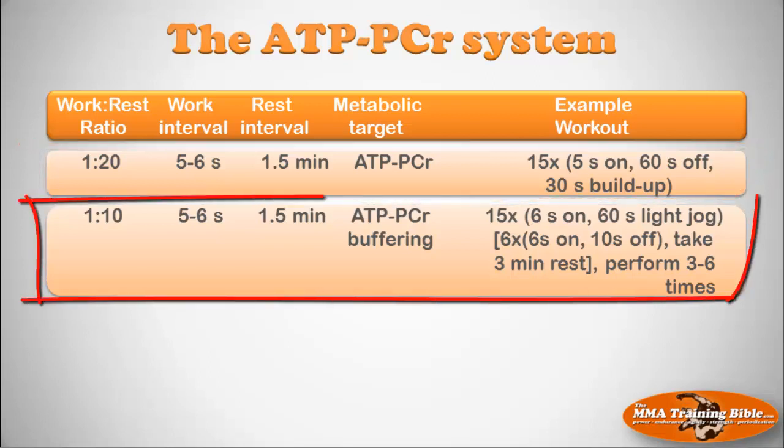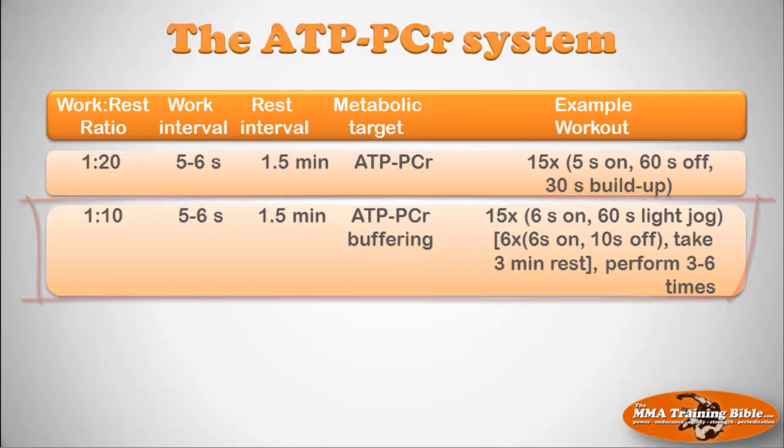Another example here, work to rest ratio of 1 to 10. Work interval length somewhere in the region of 5 to 6 seconds, and your rest interval length is going to be just around a minute and a half, maybe a little bit shorter. This is going to focus on, again, the ATP-PCR system, but also buffering of metabolites because you have less time to dissipate those metabolites. Here's an example workout, 15 times 6 seconds on, 60 seconds of light jogging, and then you go back to it. And here's another workout. This is kind of an interesting one. You perform 6 times 6 seconds on, 10 seconds off, and then you take a 3-minute rest. And then you perform that whole block 3 to 6 times. So that's a nice little workout.